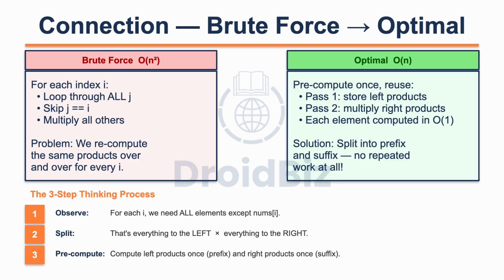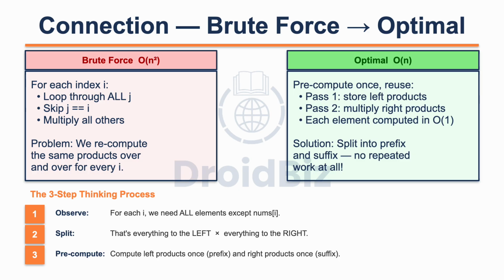Let's connect the brute force approach to the optimal solution and understand exactly how we get from one to the other. In the brute force, for each index i, we loop through all other elements and multiply them together. The problem with this is that we are recomputing the same products over and over again for every single index. That's where the n squared cost comes from. So how do we fix it? We think through 3 steps.